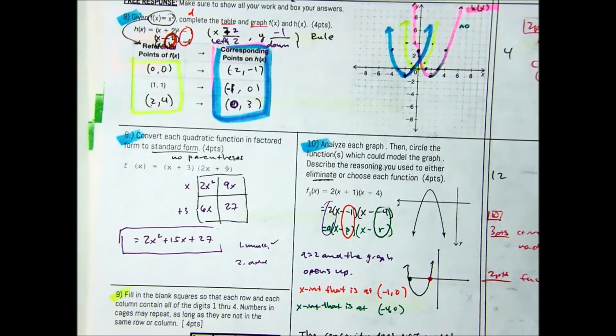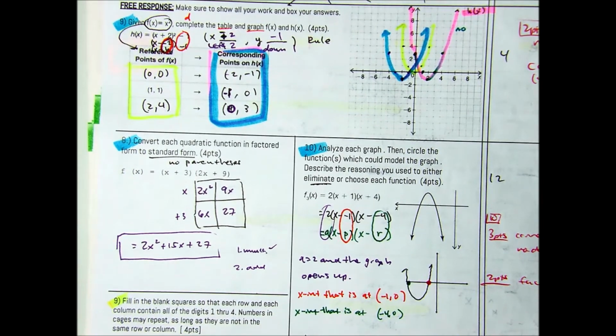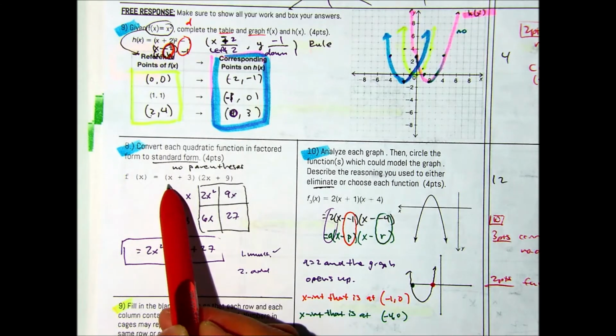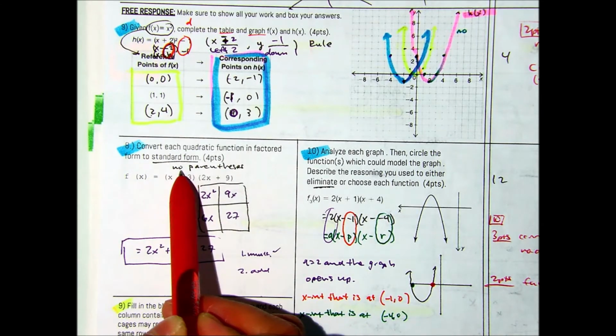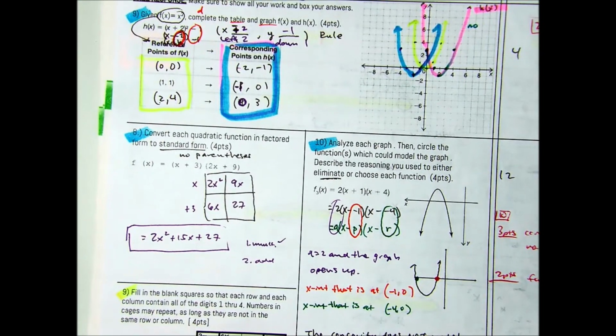Question number 8 was, I think, the same exact problem. I might have just changed the numbers from the previous quiz. Convert each quadratic function in factored form. So this is factored form because it has parentheses, to standard form, which means no parentheses. How do you do that? You do FOIL, or the box method.